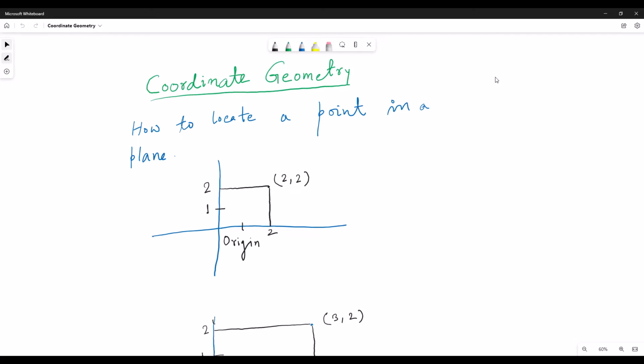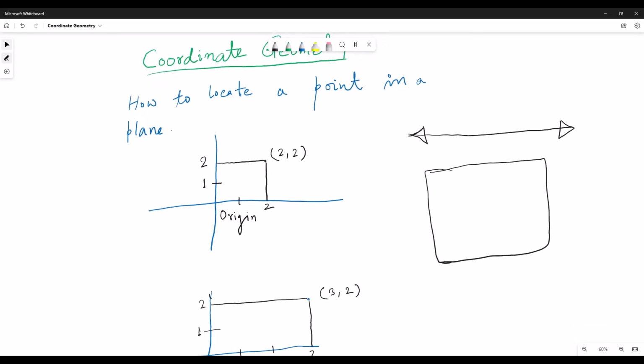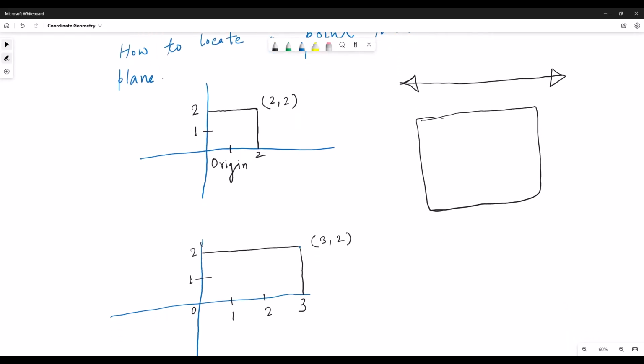So just try to locate a point in a plane. How will you locate a point in a plane? So what is a plane? We know this is a number line. So number line is one dimension. And what is a plane? Like a top of the table is a plane, a playground is a plane. So if you have been told to locate this point on the plane, how will you locate this point?